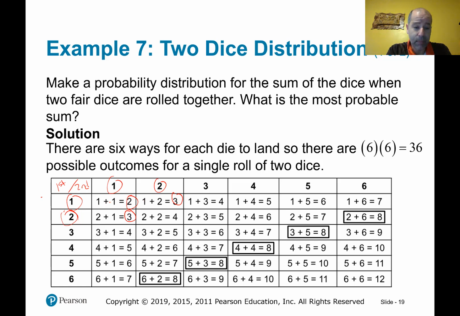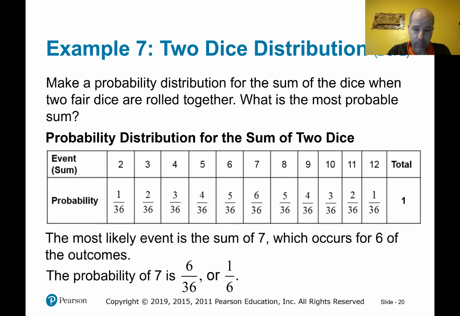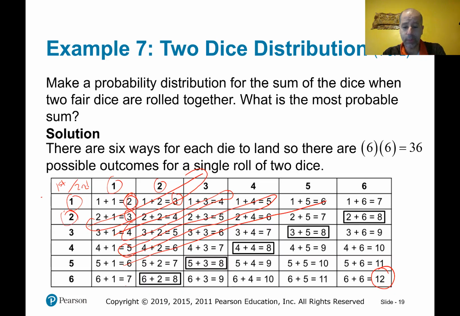Notice that the smallest sum you can get is 2, the largest sum you can get is 12, and you can get all of the integers in between. Notice on this diagonal here, you get 3, and then on this diagonal here you get 4, and then on this diagonal here you get 5, and then 6, and then 7, and so on and so forth.